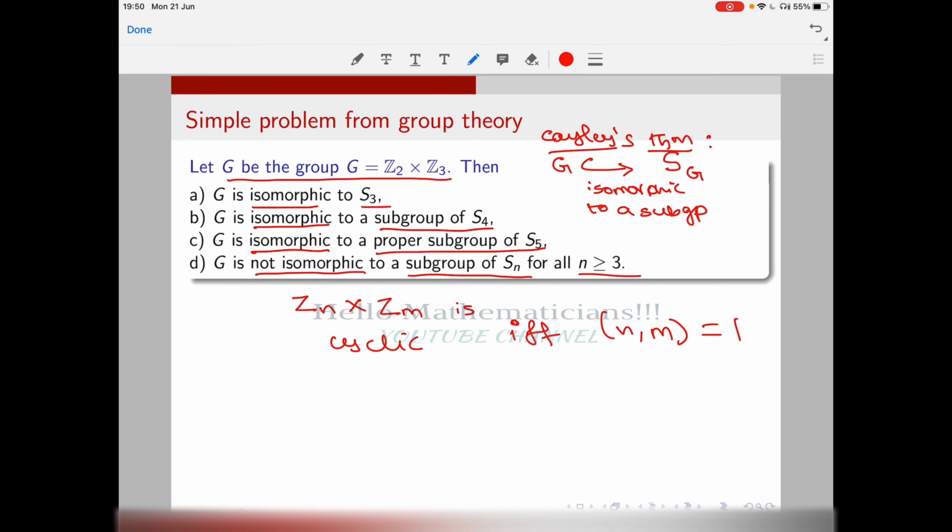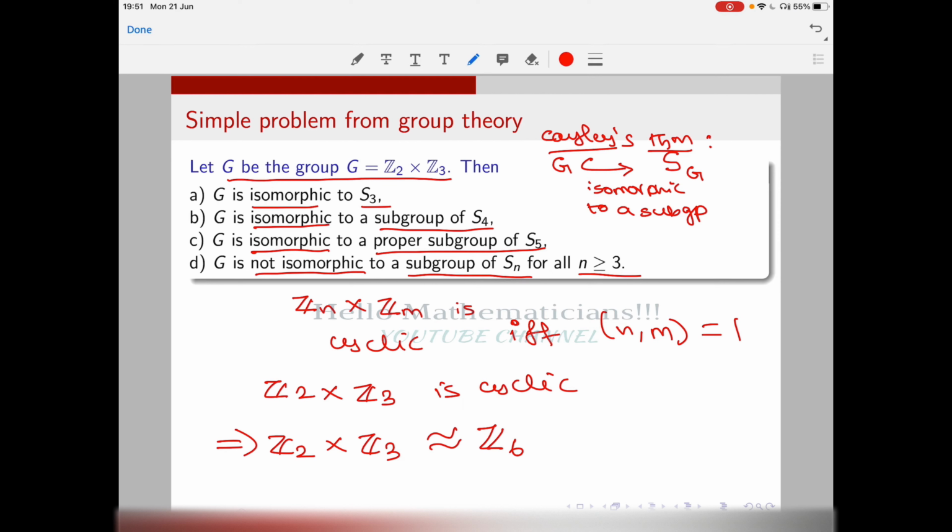For example, here we are looking at Z2 and Z3, so n equals 2 and m equals 3. Therefore their GCD is 1. So we get that Z2 cross Z3 is cyclic from this result. Z2 cross Z3 has order 6. In general, Zn cross Zm has order m times n. If you take a direct product of two sets, the cardinality will be the product. So this implies Z2 cross Z3 is isomorphic to Z6.